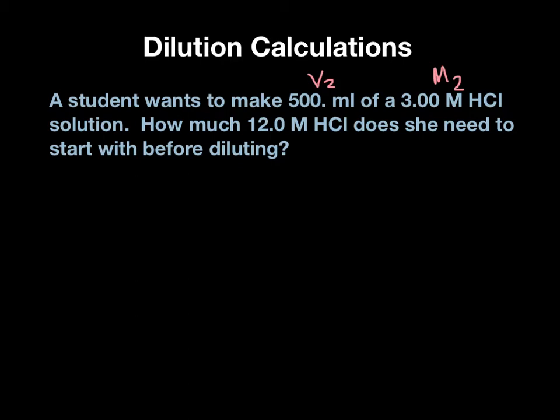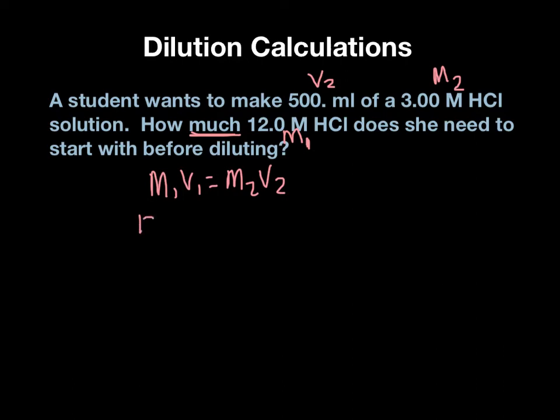This is what they started out with. How much 12 molar HCl does she need to start before diluting? This is a molarity here also, but this has got to be M1. That's what she started out with. And the question wants us to find how much here, which is a volume. So we start out with our formula. Notice I'm going to write out the formula each time. M1V1 equals M2V2.